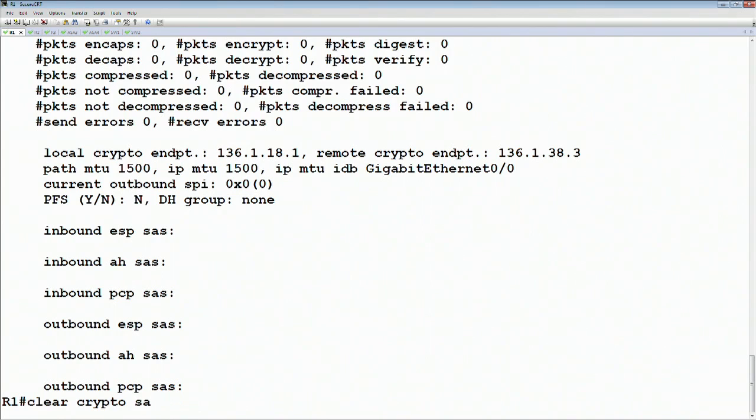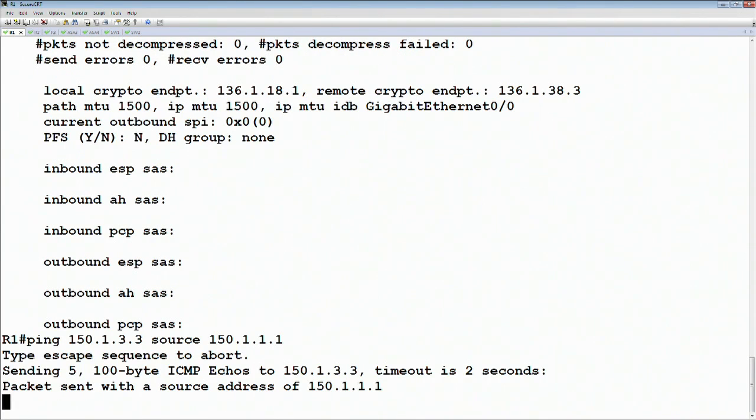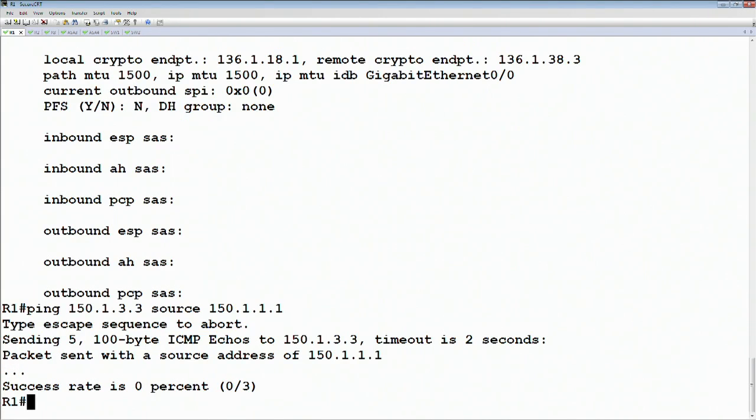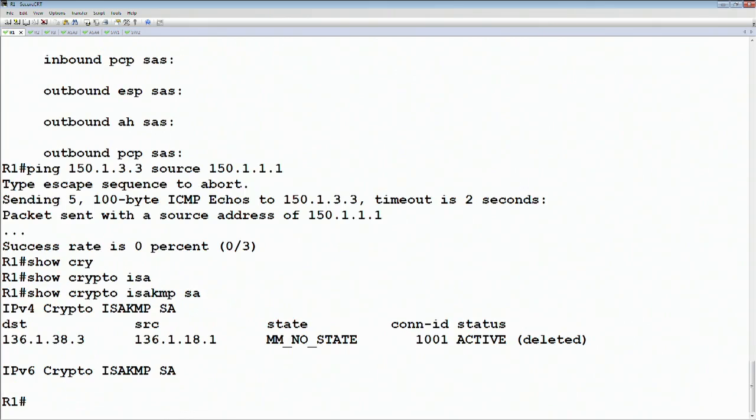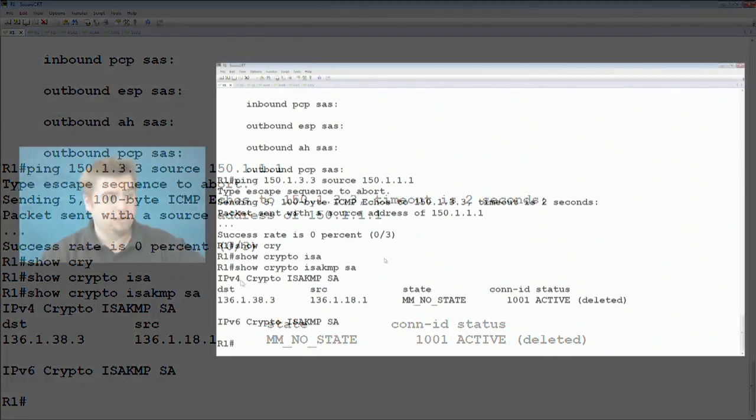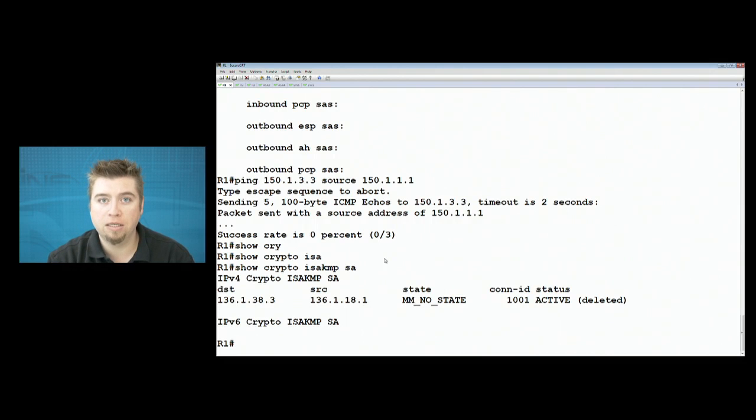So let's go ahead and do the pings again and see if we can get phase 1 and/or phase 2 to establish. So again, phase 1 verification, show crypto ISAKMP SA, says that there's no state still. Okay, this means that this is definitely not a problem, or at least not up to this point, it's not a problem with anything that is related to phase 2.